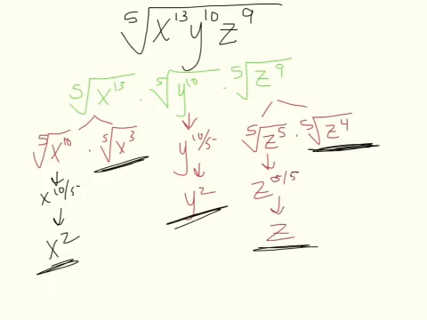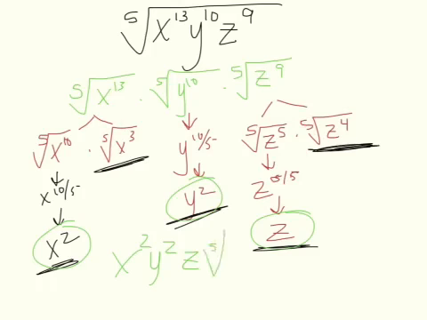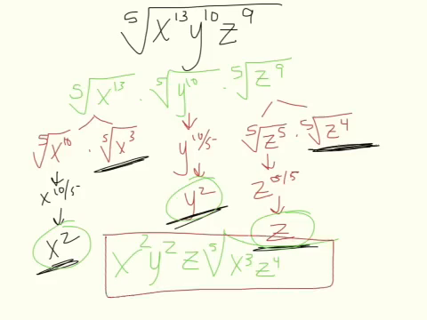Okay, so here are my answers. Whatever's left in the radical stays. Whatever's not is what you do first. So I've got x squared, y squared, z. And then I have the 5th root of x cubed and the 5th root of z to the 4th. So 5th root of x cubed z to the 4th. That's my answer here.